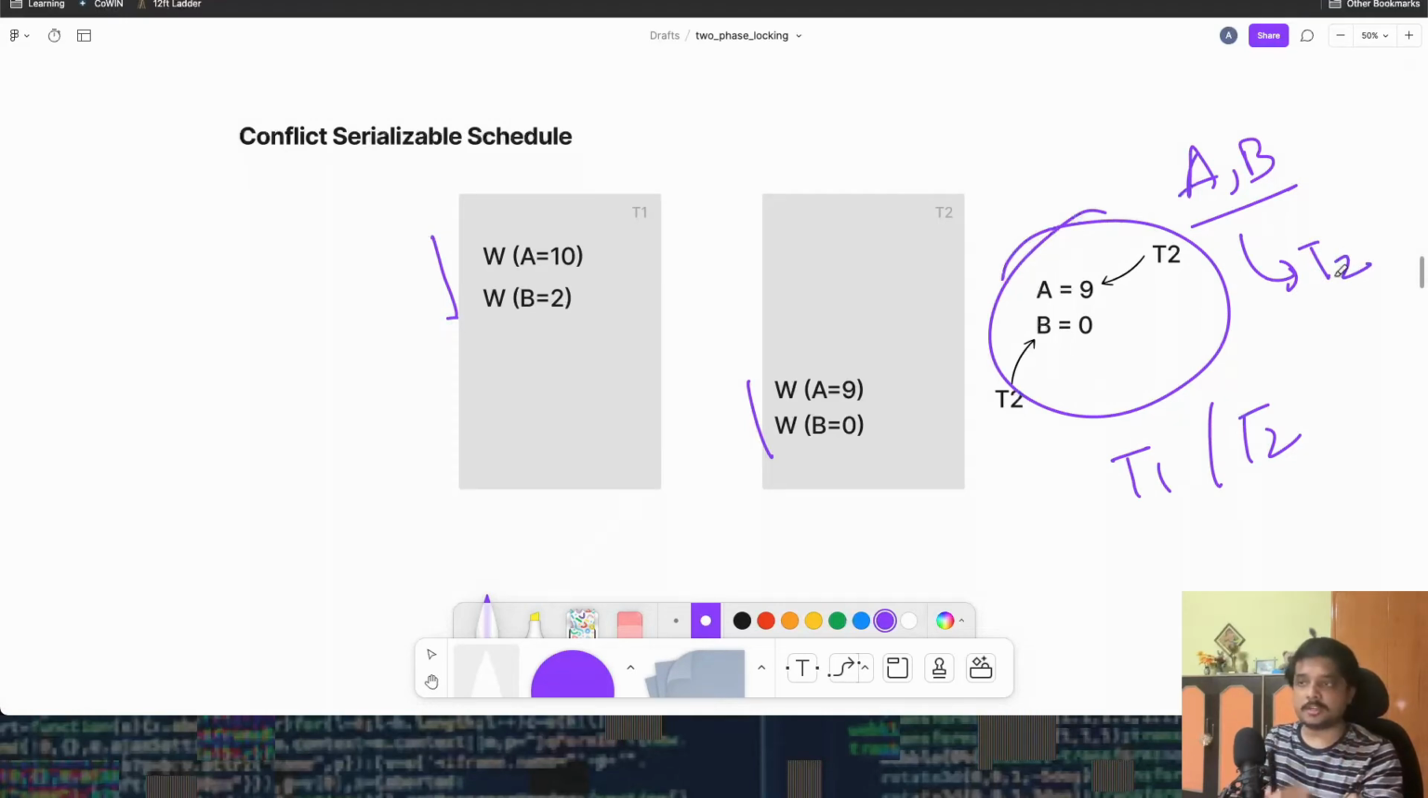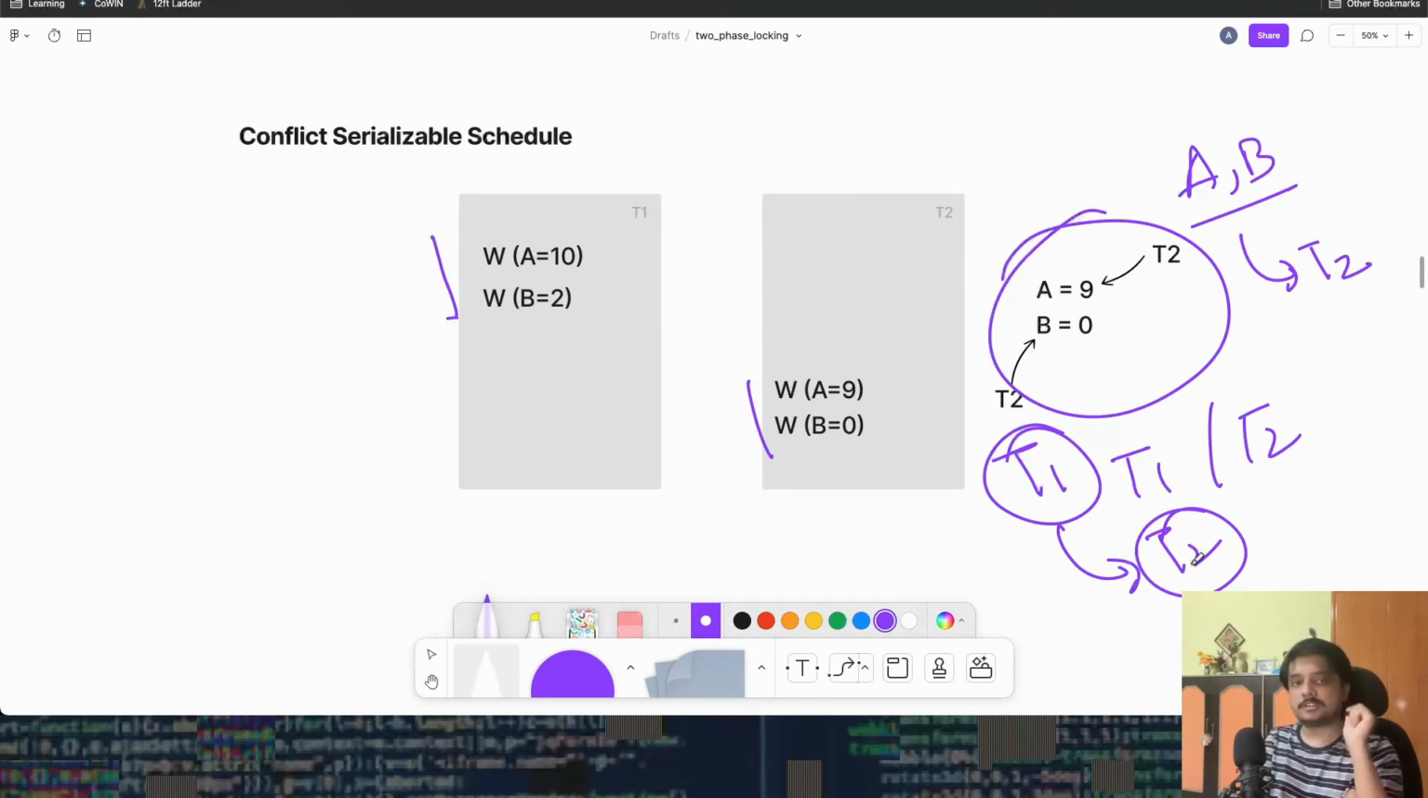So T1 has completely taken first, and then T2 has overridden its value. So one after the other, right? This is a conflict serializable schedule because both the transactions have completed as they should, and there is no mixing and matching of values from one transaction and the other transaction, right? Let's go and see how we can solve this problem.